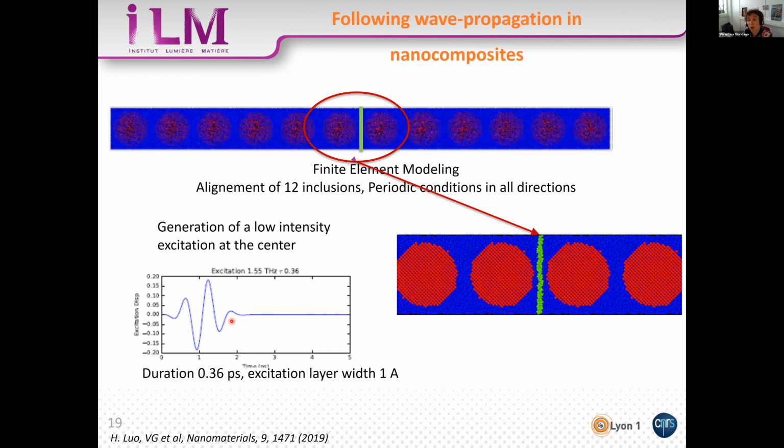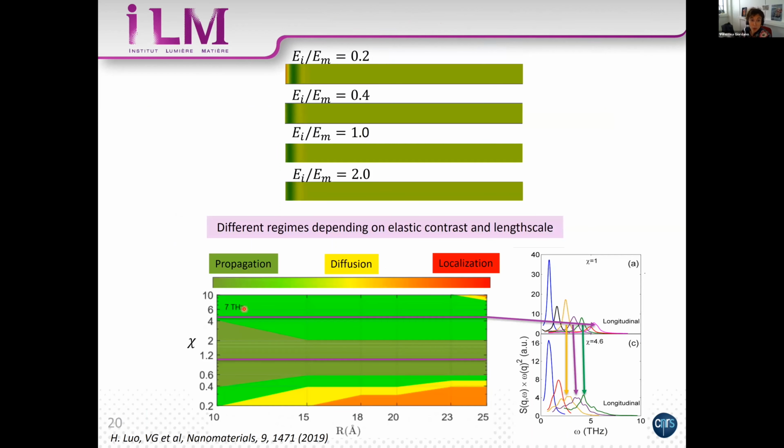In order to have further insight into this, we have investigated the wave packet propagation in a nanocomposite by finite element modeling. Here you see the typical sample with a series of inclusions aligned and then periodically reproduced. We have created a pulse, an acoustic pulse, at the center of the sample, and then we have let it propagate, and we have followed its propagation looking at the kinetic energy. Here you see some movies showing how our acoustic pulse propagates. Here you see the case of no elastic contrast. So you identify the front end of your wave packet, and actually you see that it propagates basically unperturbed.